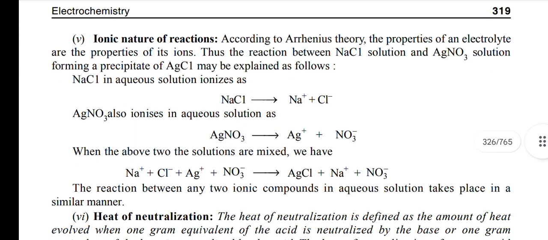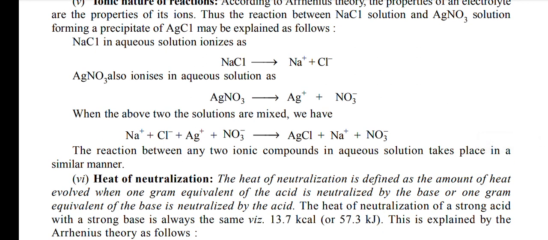Ionic nature of reaction. According to Arrhenius theory, the properties of an electrolyte are the properties of its ions. Thus, the reaction between NaCl solution and AgNO3 solution forming a precipitate of AgCl may be explained as follows. NaCl in aqueous solution ionizes as NaCl = Na+ + Cl-. AgNO3 also ionizes in aqueous solution as AgNO3 = Ag+ + NO3-.